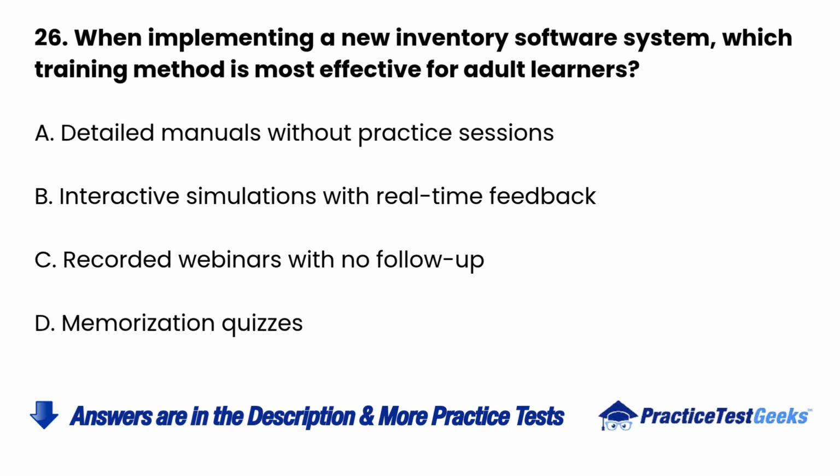26. When implementing a new inventory software system, which training method is most effective for adult learners? A. Detailed manuals without practice sessions. B. Interactive simulations with real-time feedback. C. Recorded webinars with no follow-up. D. Memorization quizzes.